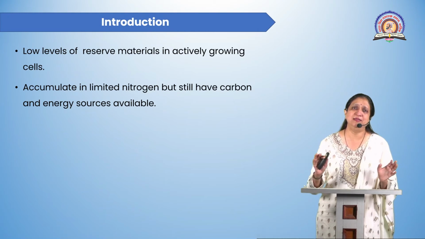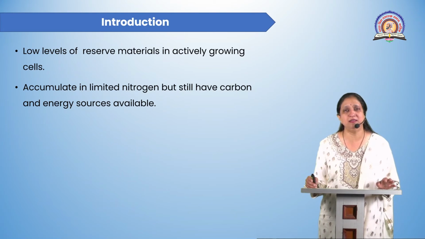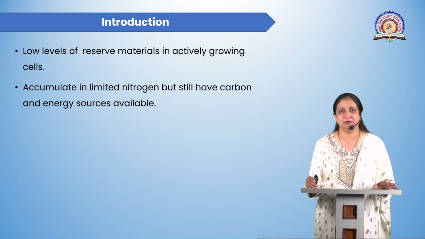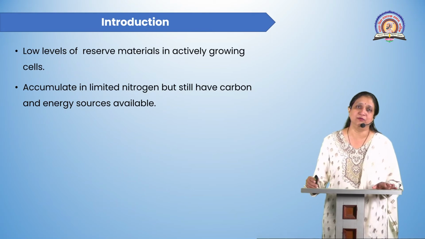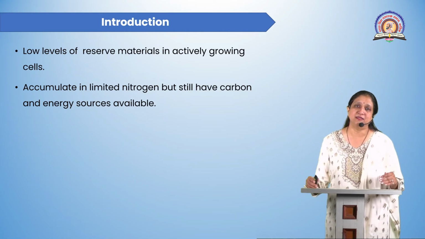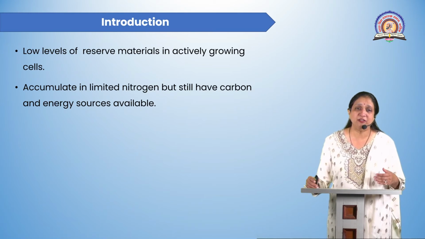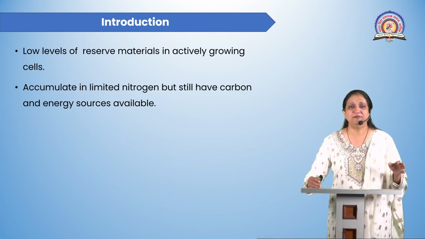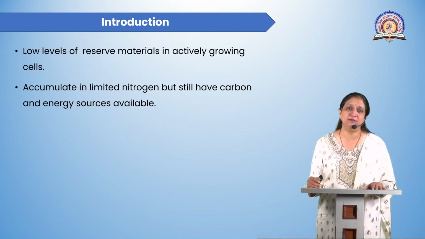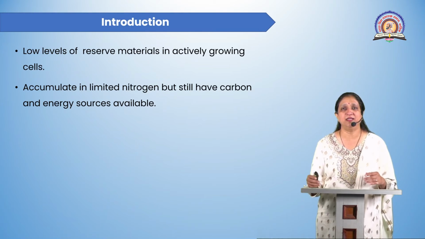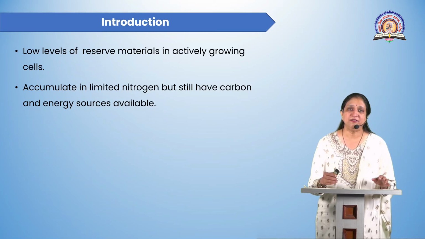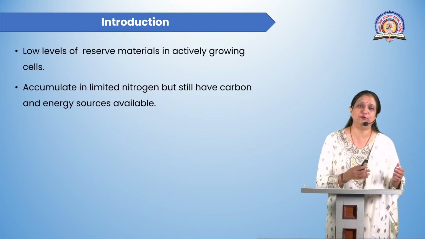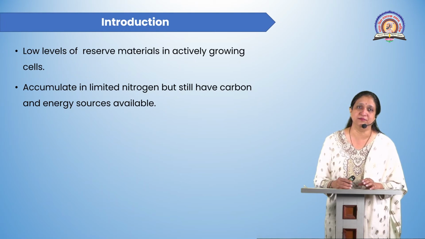But when there is a limitation of any particular nutrient in the surroundings or in the medium, the growth of the bacterial cell, it slows down. And when the growth slows down, then the bacterial cell starts accumulating whichever nutrient is present in abundance in the surroundings. So if there is a limited supply of nitrogen in the medium, the bacterial cell will start accumulating carbon. But if there is a limited source of carbon in the medium, the bacterial cell will start accumulating either nitrogen or phosphate that is available in the medium.